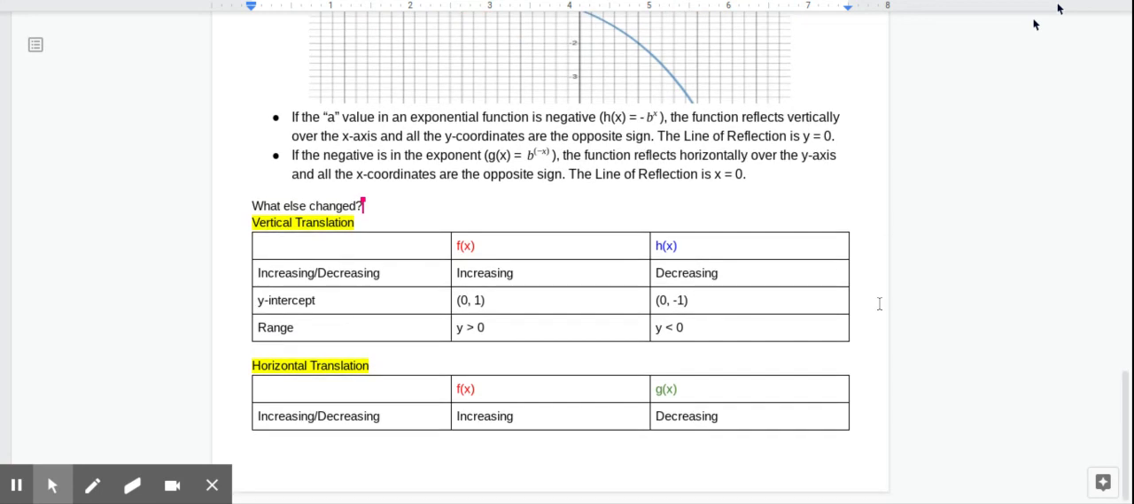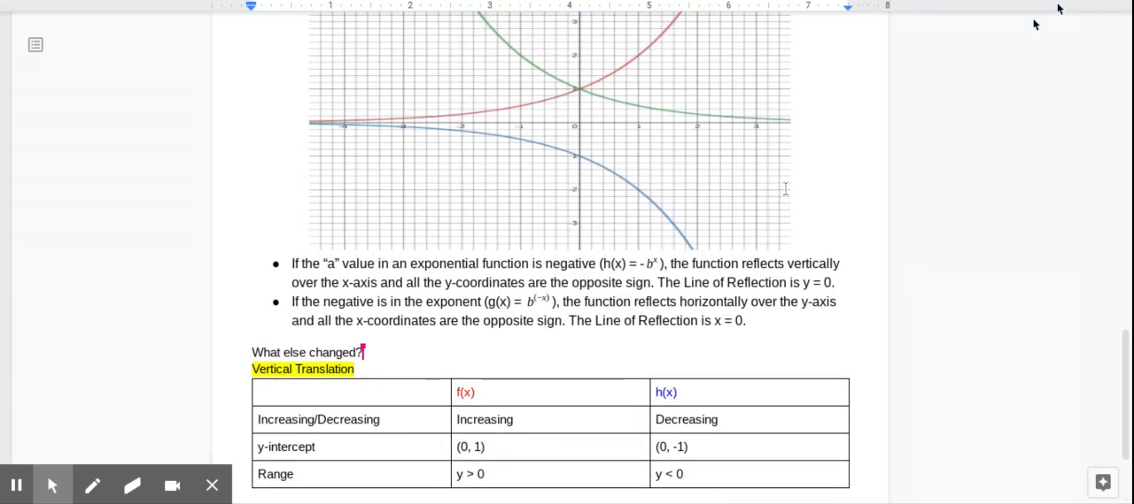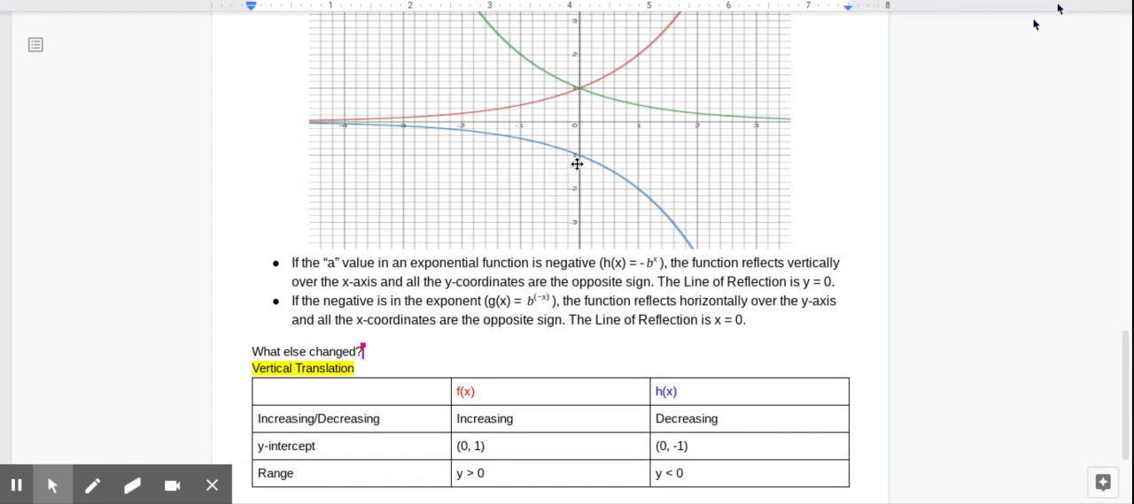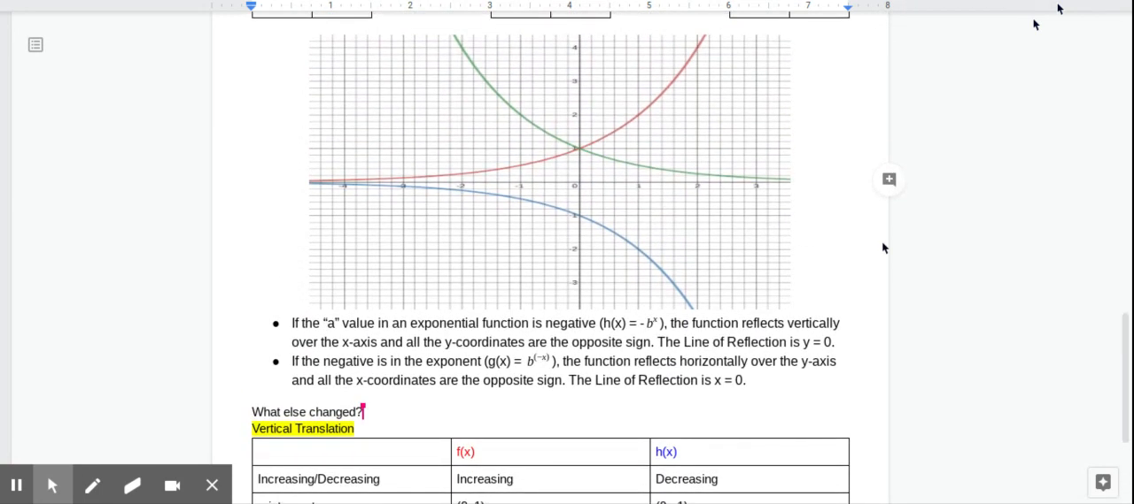What else changed for a vertical reflection? It went from increasing to decreasing. Notice that the y-intercepts also changed from positive 1 to negative 1. And for our range, all the y's are greater than 0, but for here, all the y's are less than 0. If it is a horizontal reflection, we simply switch from increasing to decreasing across the entire domain.